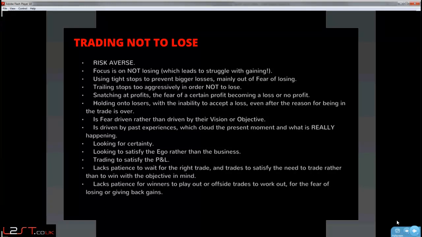Okay? Holding on to losers with the inability to accept a loss, even after the reason for being in the trade is over. Now, it's okay to hold on to a trade that's not working out as long as the reason for being in the trade is okay. It becomes a problem if you hold on to a trade that's clearly over and the reason you got into the trade is clearly no longer intact, the premise for being in the trade is no longer visible, and you still stay with the trade. You know, that then is an issue.